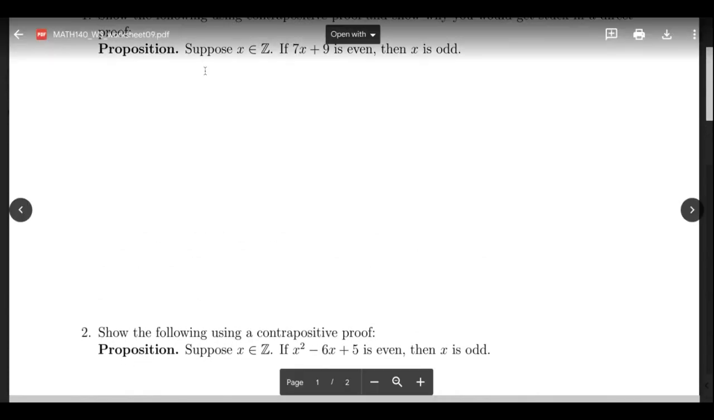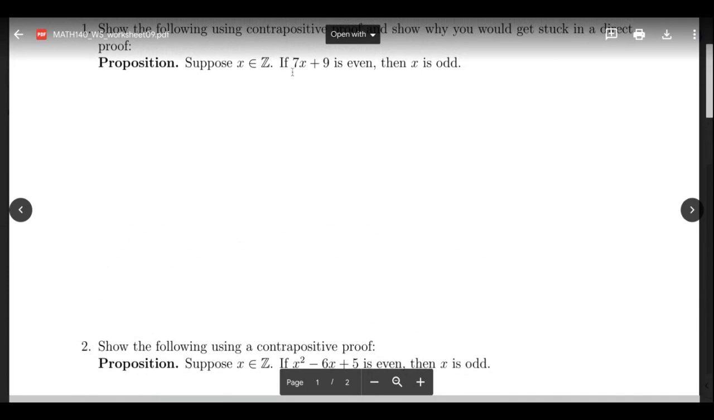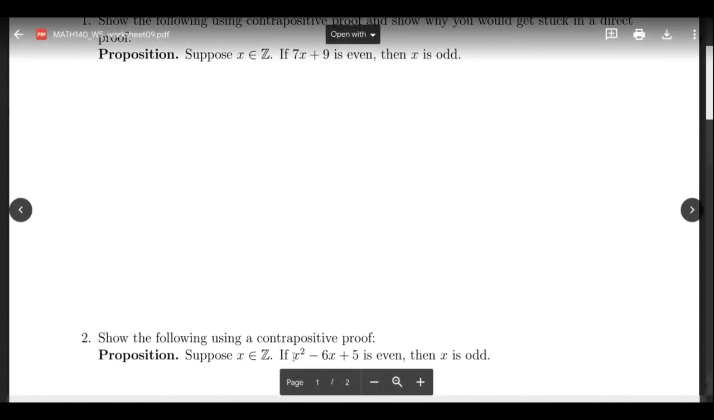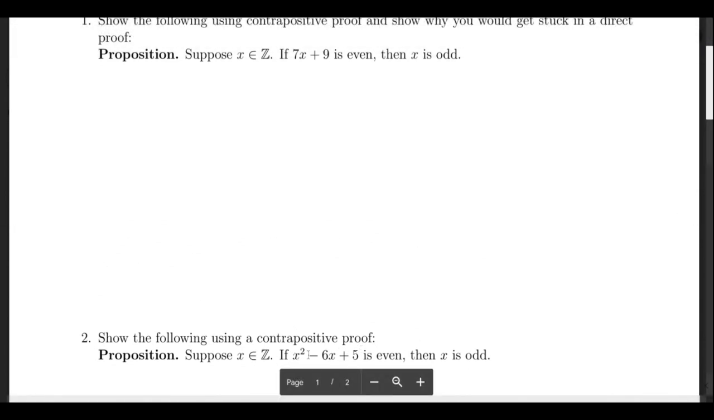So, proposition: suppose x is an integer. If 7x plus 9 is even, then x is odd. You may do direct proof or you may use contrapositive, either way. The second one is this, you have a quadratic expression. If the quadratic expression is even, then x is odd.